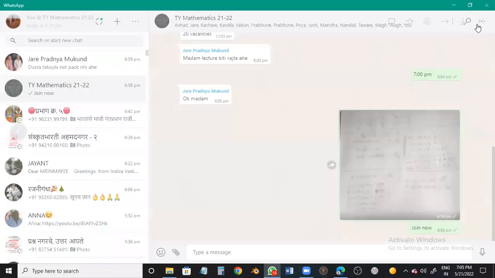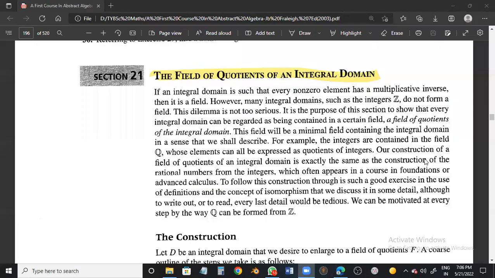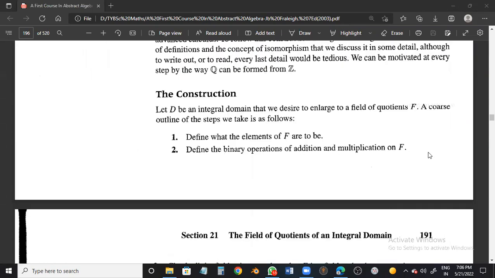Yes. And now I would like to go back. And I will share my screen now. Yes, now we will start with the field of quotients in an integral domain. Field of quotients in an integral domain. So let us directly start with.